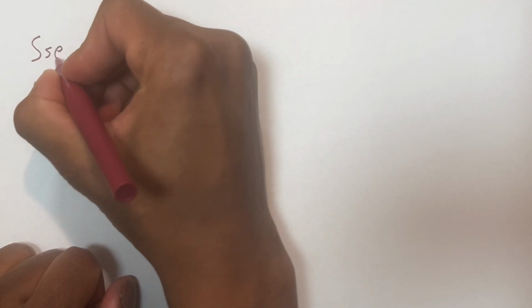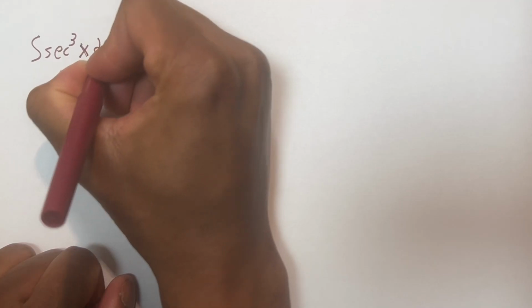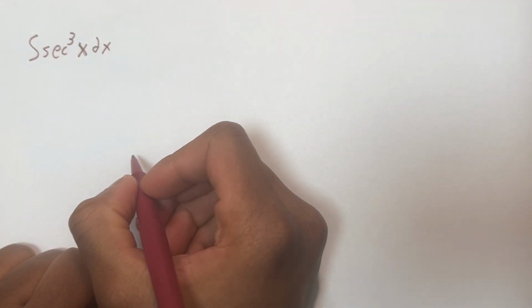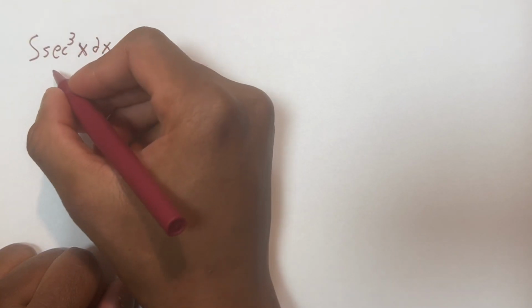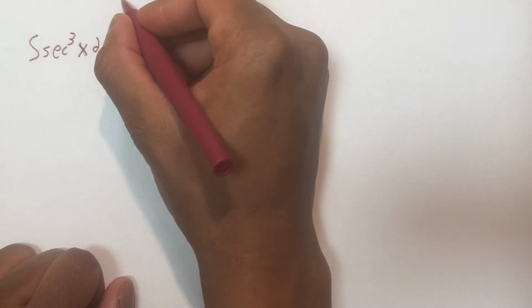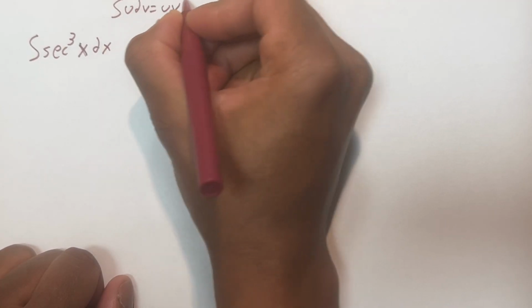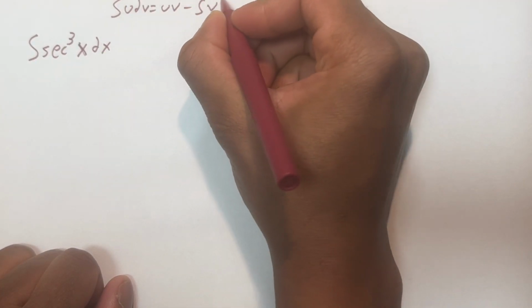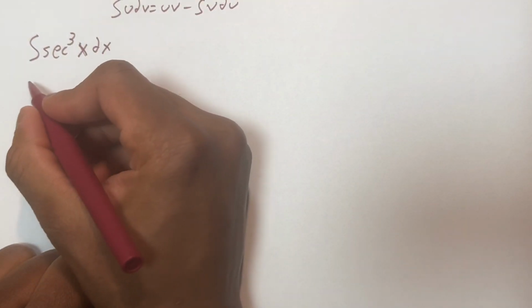Let's do the integral for secant cubed x dx. There are different methods to do this, but let's use u-v integration. So we have integral of u dv equals uv minus integral of v du. So what should be our u?